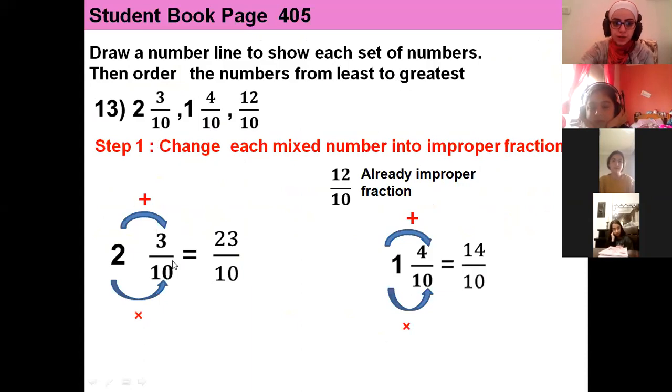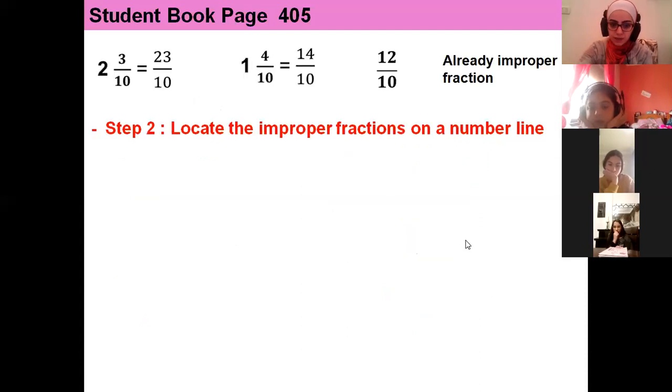So 2 and 3 over 10, when you change it to improper, you get 23 out of 10. 1 and 4 over 10 is 14 out of 10. And the third one is already improper, 12 out of 10. So we have 23 out of 10, 14 out of 10, 12 out of 10. And we have whole numbers, 2 whole, 1 whole. So on the number line, we don't draw the number line from 0 to 1 only.